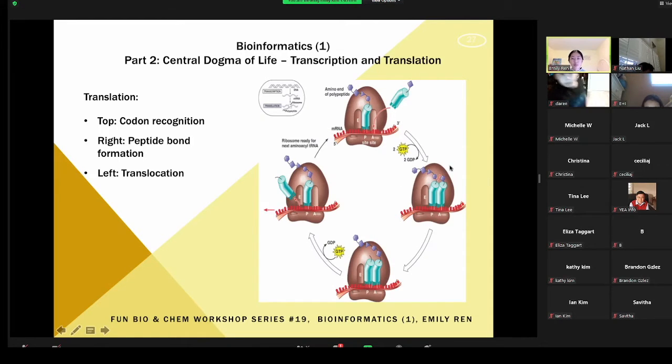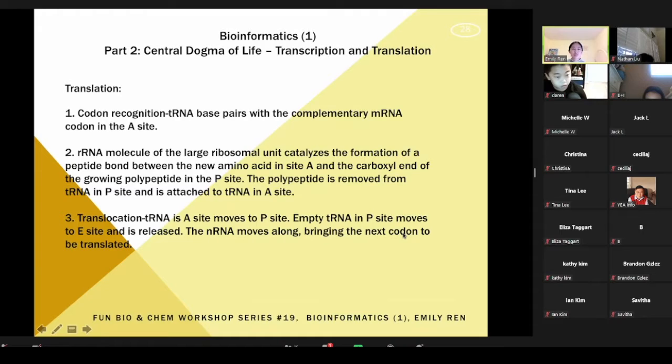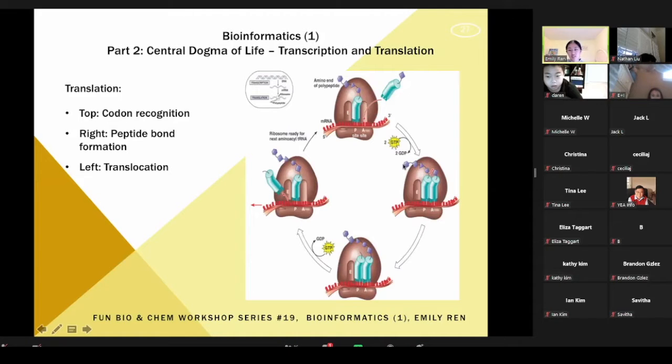Then it's a peptide bond formation. Then this is translocation. Okay, so for translation, which is mRNA to protein, we have the codon recognition: tRNA base pairs with the complementary mRNA codon in the A site, which is part of the ribosome. And the next step is an rRNA molecule catalyzes the formation of a peptide bond, as you can see here.